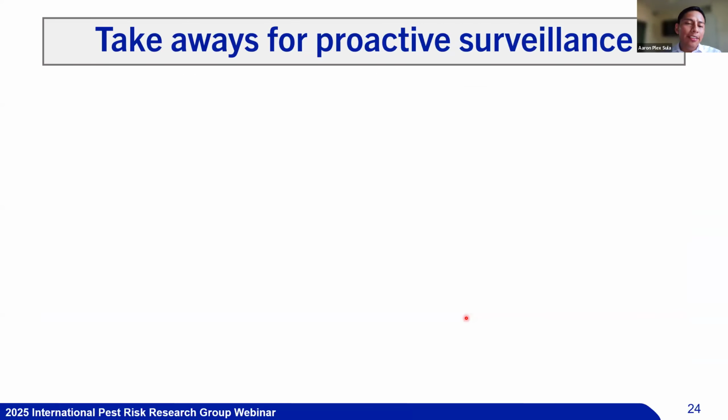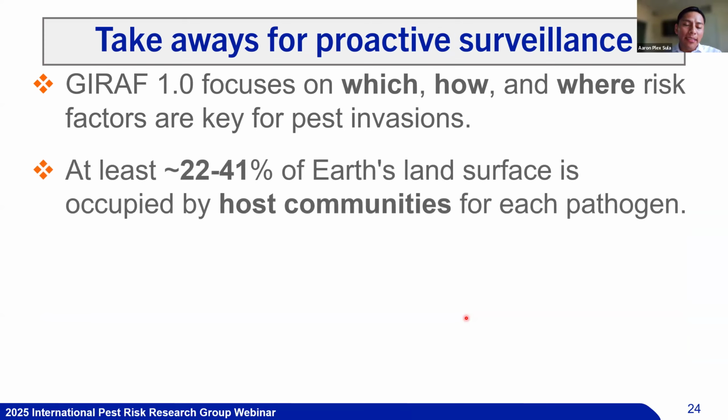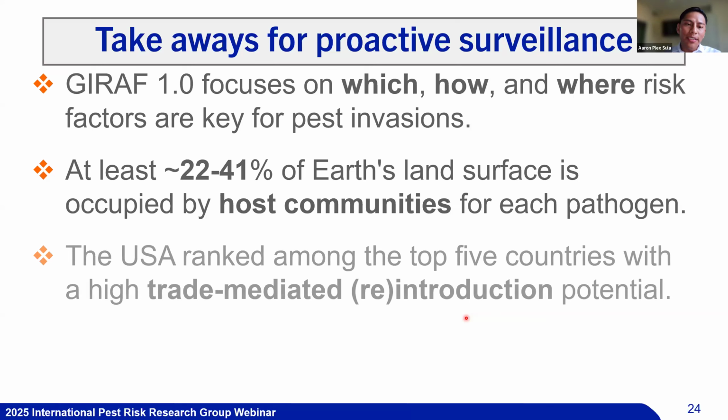So the key takeaways from this framework is that GIRAF provides a way of understanding which, how, and where risk factors are key for pest invasions. That at least 22 to 41% of Earth's land surface is occupied by host communities for each pathogen. But it's important to highlight that there are some limitations here, and probably this statistic could be higher due to some potential biases in sampling host communities.